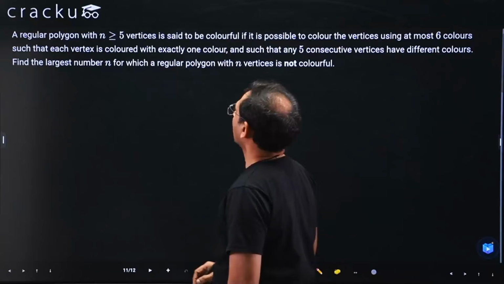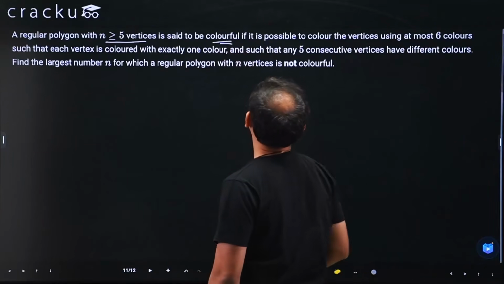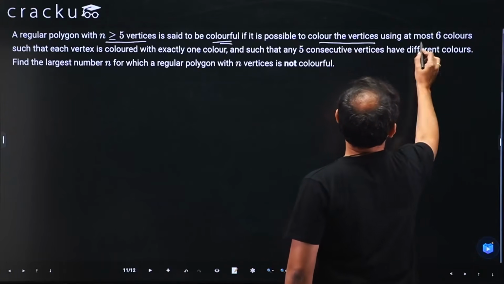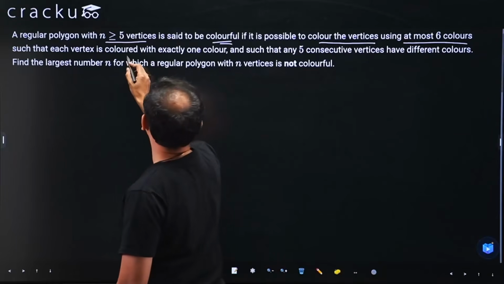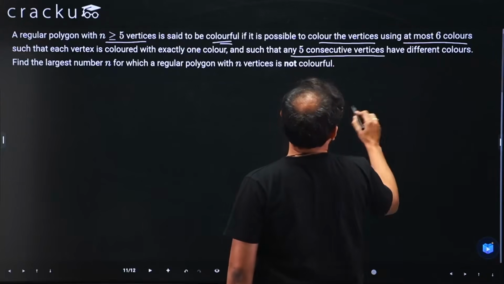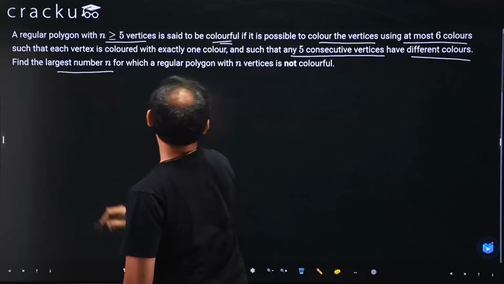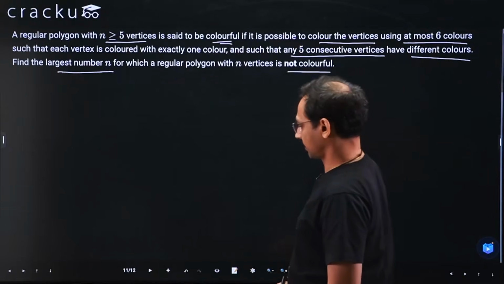A regular polygon with at least 5 vertices is said to be colorful if it is possible to color the vertices using at most 6 colors, so that each vertex is colored with exactly one color and any 5 consecutive vertices have different colors. We need the largest possible n where the polygon is not colorful.